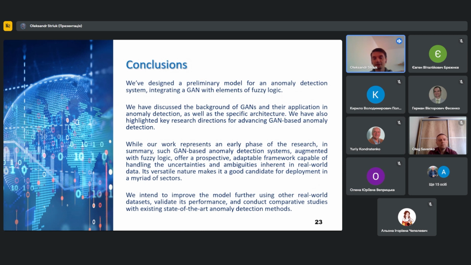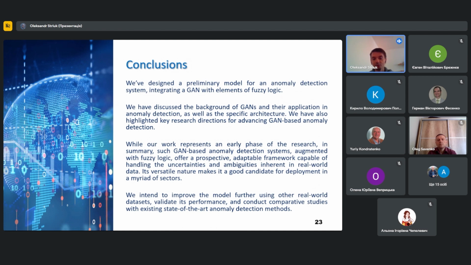We have discussed the background of GANs and their application in anomaly detection, as well as the specific architecture. We have also highlighted key research directions for advancing GAN-based anomaly detection. While our work represents an early phase of the research, in summary, such GAN-based anomaly detection systems, augmented with fuzzy logic, offer a prospective, adaptable framework capable of handling the uncertainties and ambiguities inherent in real-world data. Its versatile nature makes it a good candidate for deployment in a myriad of sectors.